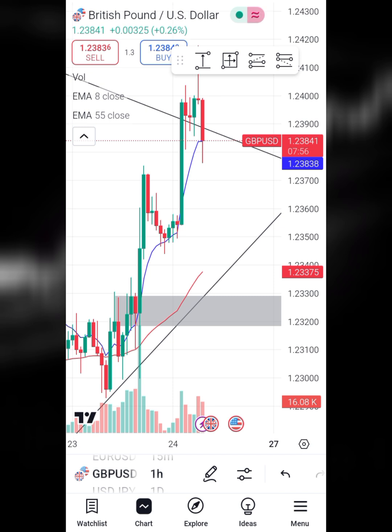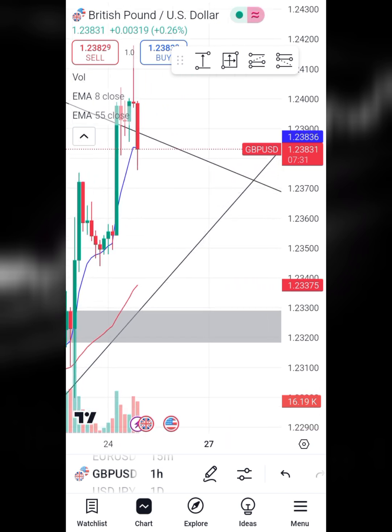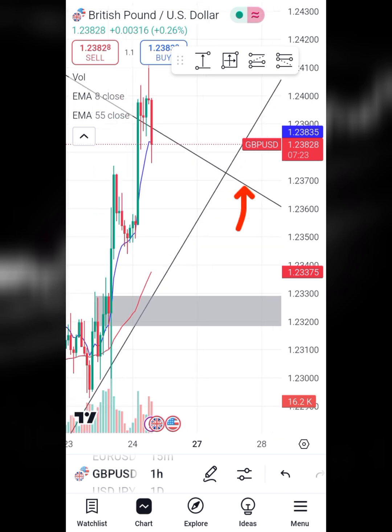But if it comes down and breaks through this support line and also breaks through this region right here, then I'm going to be taking a sell trade. Now, the other way around, if it comes back and bounces off, I might not take a buy trade immediately. I might wait for a second confirmation, where it comes up and bounces off this resistance line a second time before I make my trade.